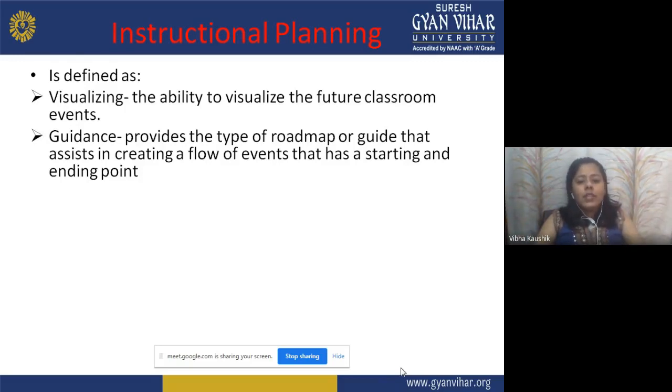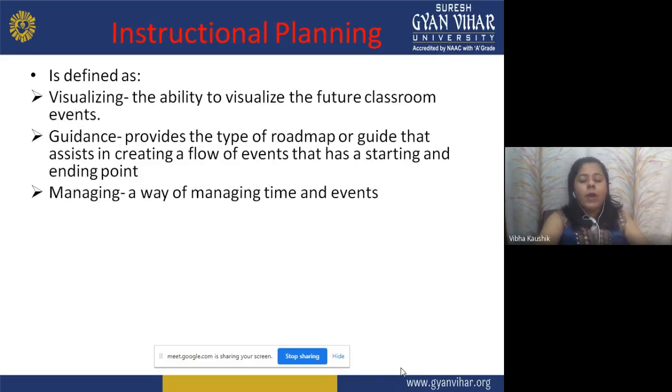Guidance: it provides a type of roadmap or guide that assists in creating a flow of events that has a starting and ending point. Instructional planning will guide the teachers, and it will provide a roadmap and assist in creating a flow of events, how the events should follow, with a starting and ending point, from where the event should start and where it should end.